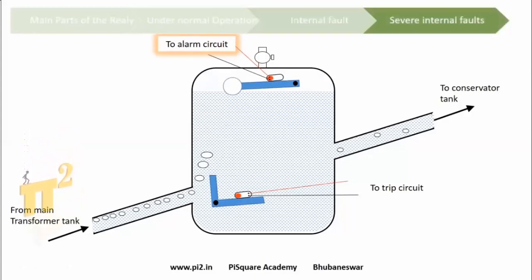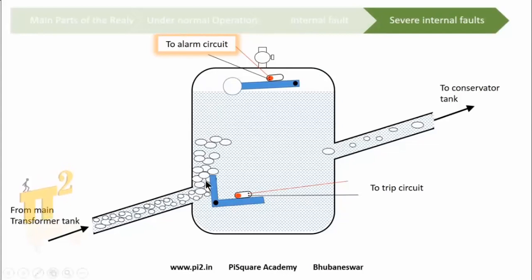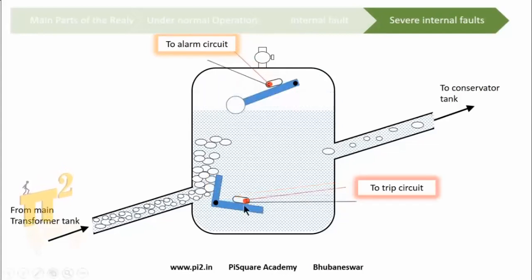If there is a severe fault, there is a heavy rush of gas, and which will hit this baffle plate. And now this mercury switch is engaging the trip circuit. Now the trip circuit will activate the circuit breaker. So this Buchholz relay is going to protect the transformer from its internal faults.